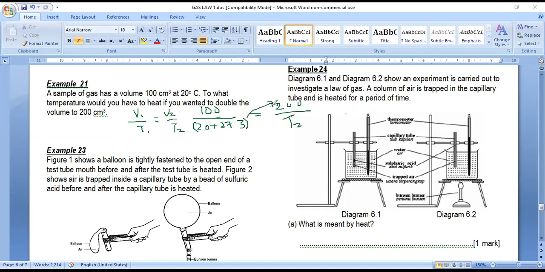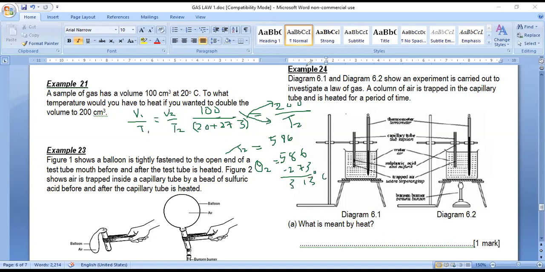So same thing, this one goes up, this one goes down, times 2. So you get 586. If you want to convert to Celsius, you have to minus, so 586 minus 273, which is 313 degrees Celsius.